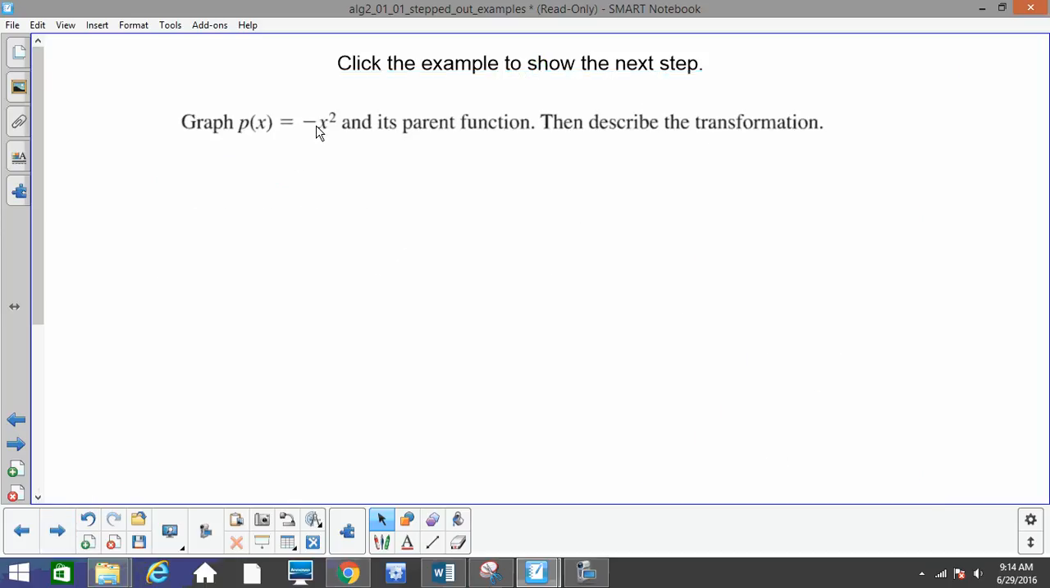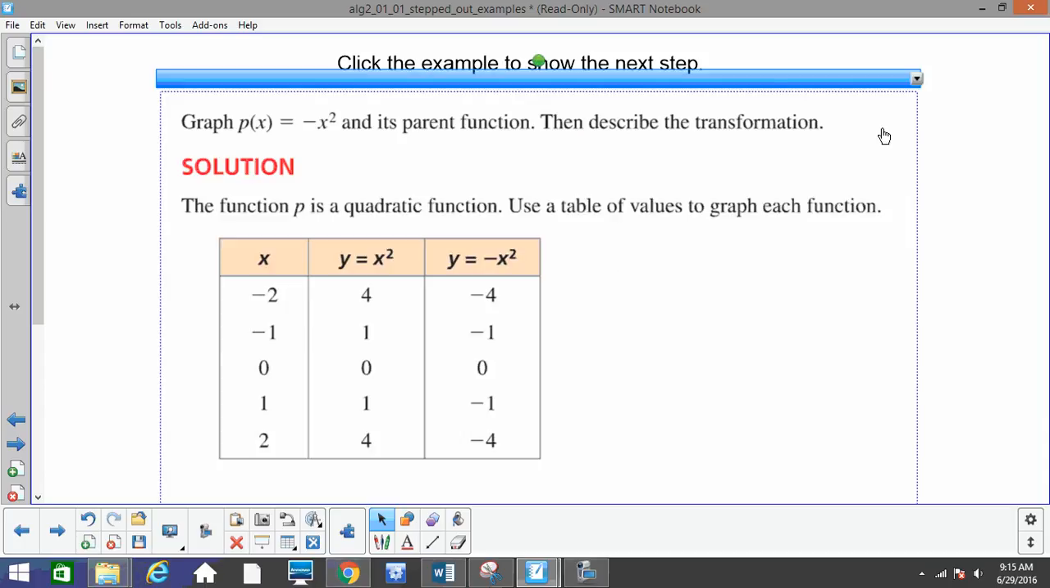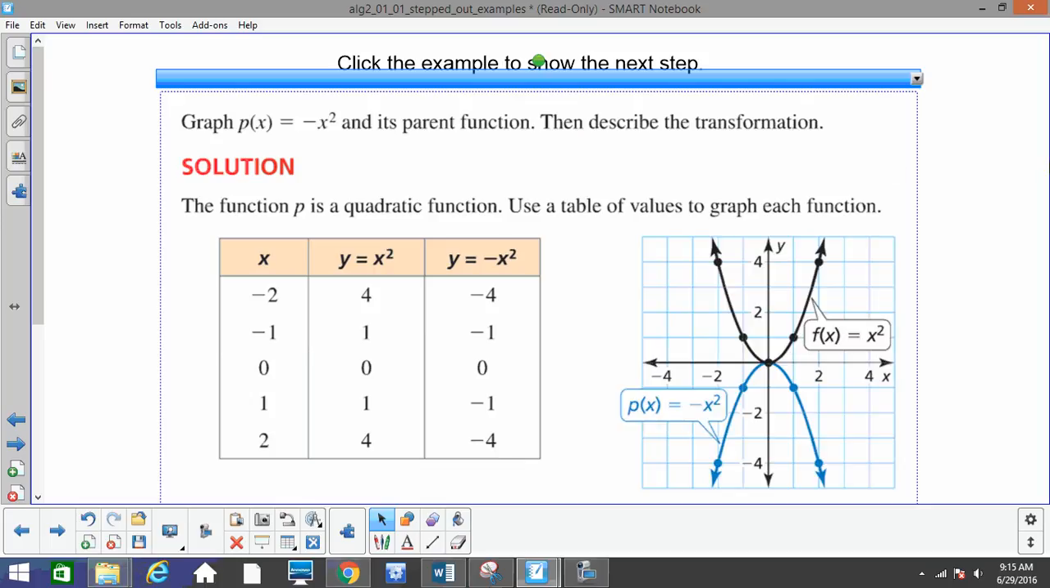So on this one, we notice that there is a negative sign, so we kind of have to say, well, how is that going to affect it? Let's go ahead and make a table. If we do all of our x's and our x squared, those are the first two, just put a negative in front of it to get negative x squared. Remember, the x is being squared, not the negative. And when you graph them, you're going to get something that looks like this. What that really is, is a reflection over the x-axis.